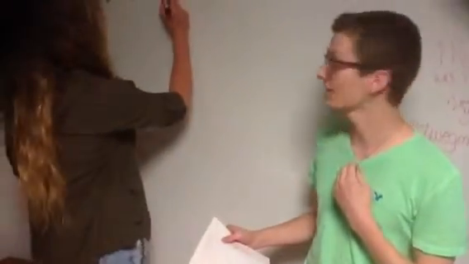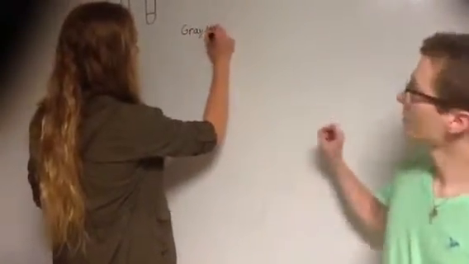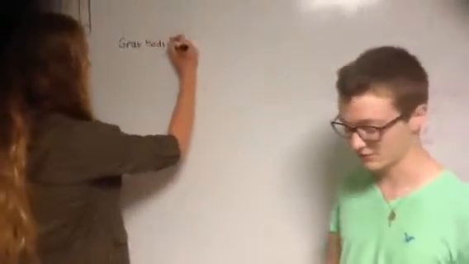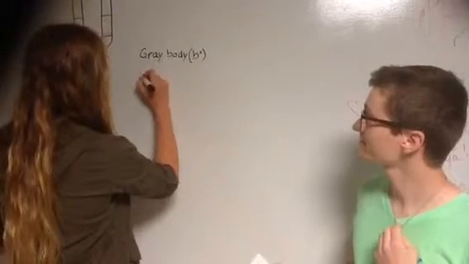A guy by the name of Morgan designed an experiment with wild type flies that normally have gray bodies with normal wings. We're going to represent gray bodies with little b plus, and normal wings with VG plus.